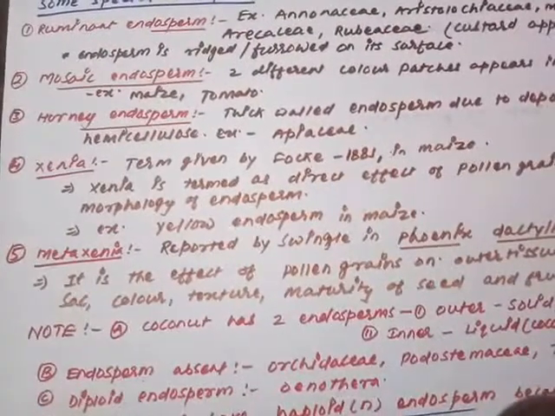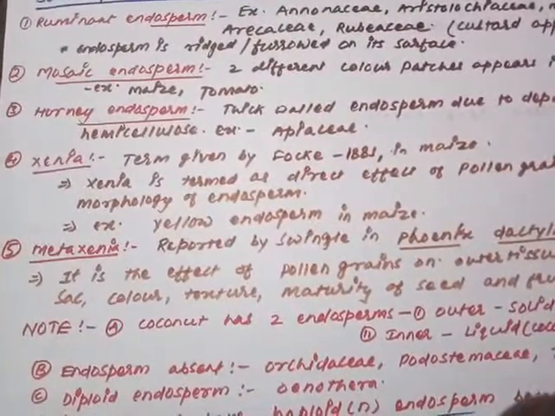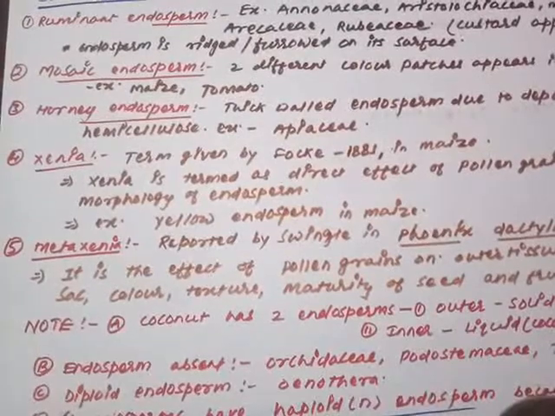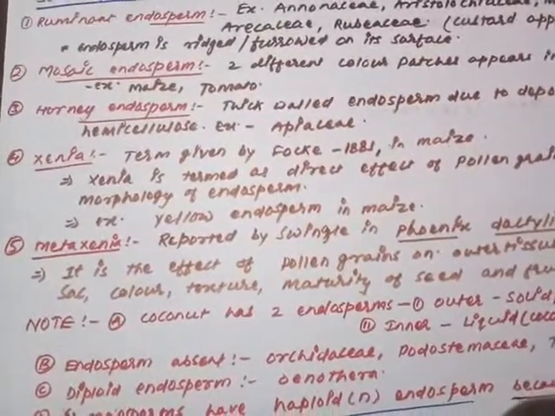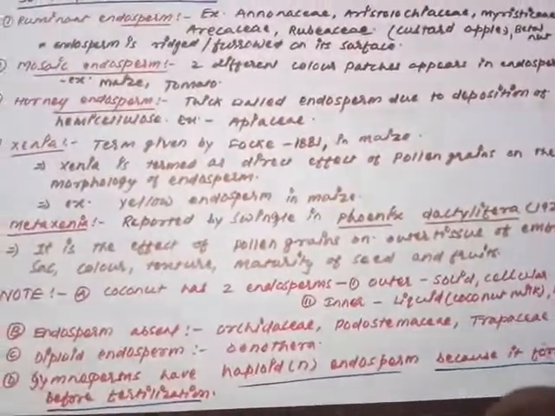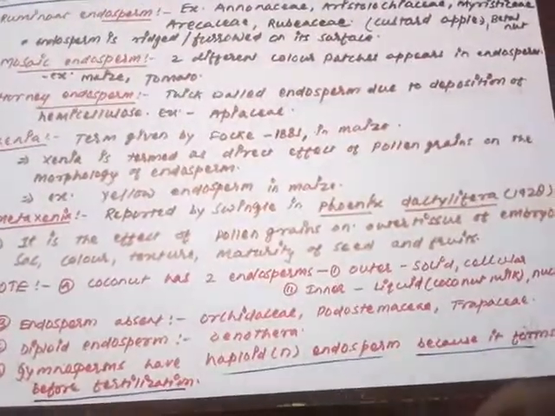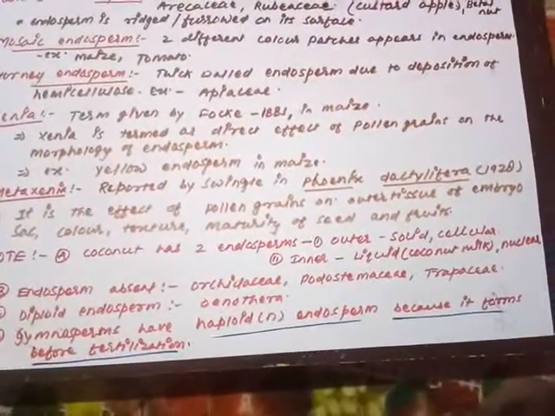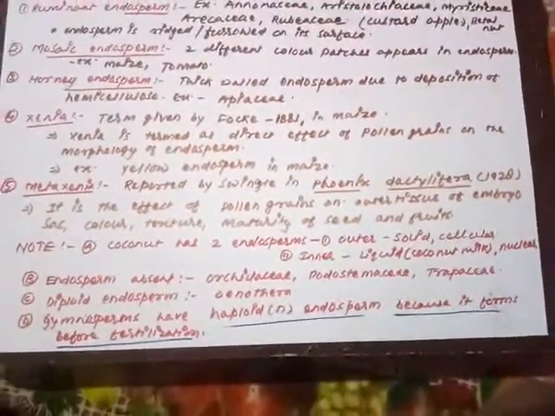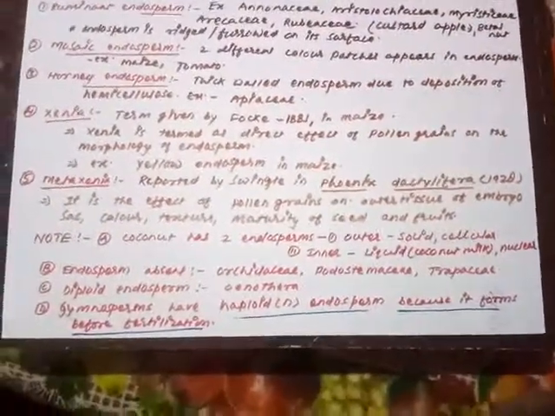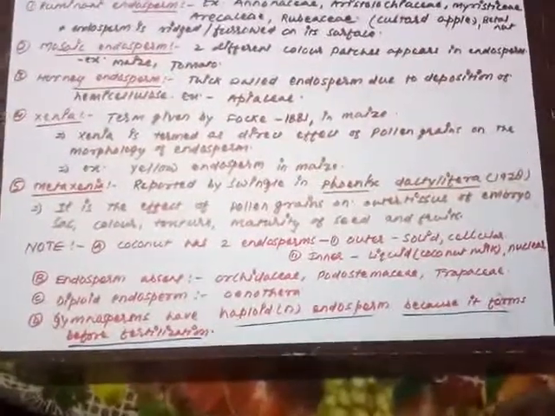So till now what we have learned: the specific type ruminant endosperm, when ridges or furrows are present on the external surface. Mosaic endosperm, two different colored patches appear in the endosperm. Horny endosperm, where hemicellulose thick wall is deposited. Xenia, the effect of pollen grains on the embryo and on the morphology of endosperm. Metaxenia, when the external layer of the embryo sac is affected by the pollen grain.